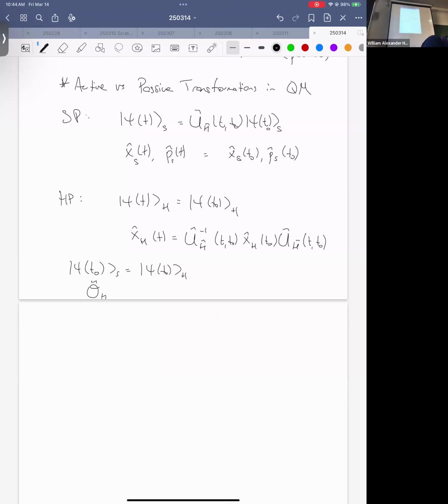General operator in the Heisenberg picture at time t0, general operator in the Schrödinger picture at time t0. Absolutely, great. That's an excellent point. So the probabilities can't depend on the picture, and the expectation values cannot depend on the picture.